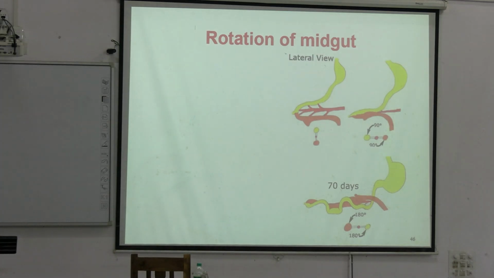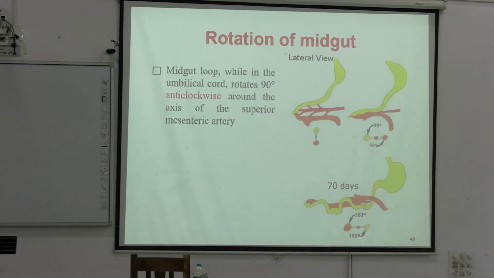We call it physiological because it happens to every individual, it's temporary, and it has some reason for going out and coming back. This is sometimes given as an exam short note. But coming from this phenomenon, known as physiological herniation of the midgut, during this going out and coming back, it makes some sort of turning. We call that rotation. Now, this particular turning, we have to keep in mind.